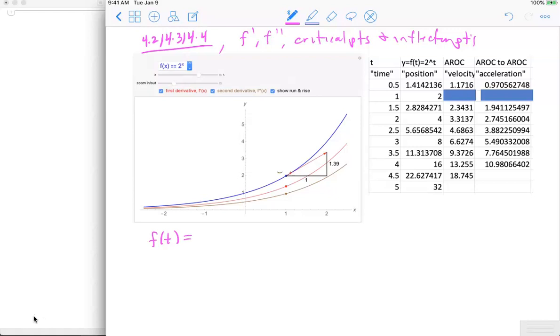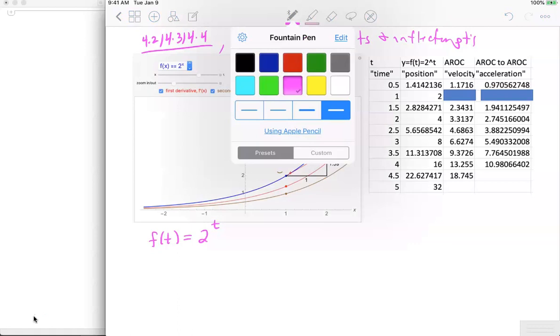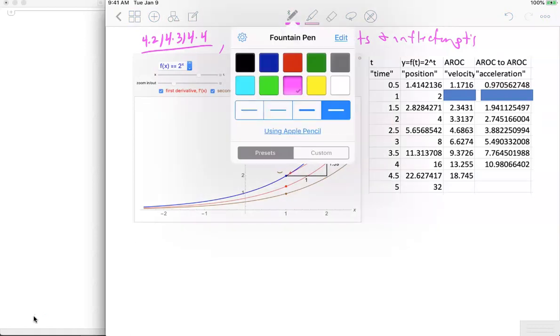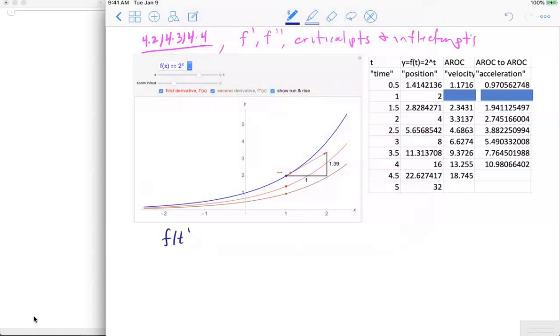In this case, we're looking at the function 2 to the t. You can see that the function f of t is in blue here in the graph above us. Okay, and we know just the pure formulas. We know how to take the derivative of 2 to the t, and we know that this is an exponential function.